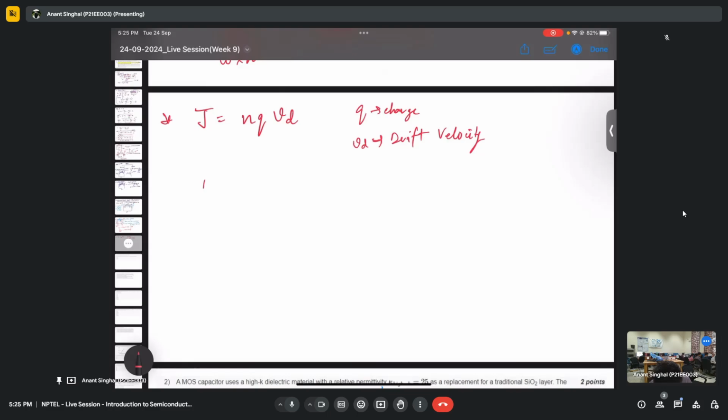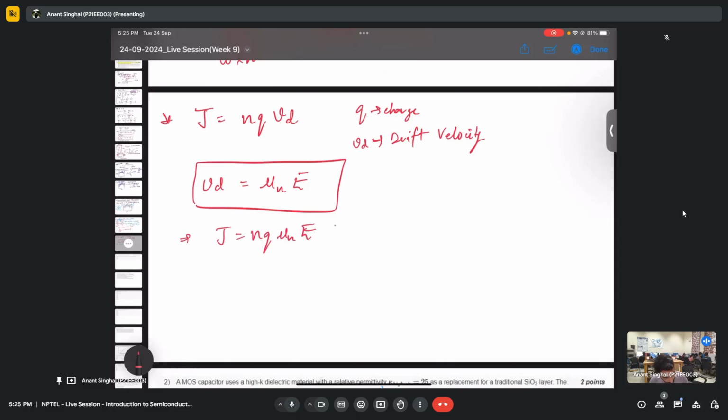Can you tell what this drift velocity is in terms of mobility and electric field? Do you remember? It is mu E, that is mu n E, because we have a channel of electrons. So I'm writing mu n, from which we came to know that the current density is nq mu n E. This we already know. Let's say this is equation 1.